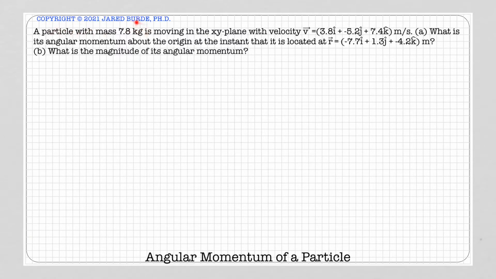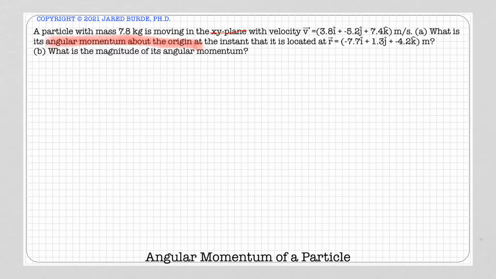Here we have a particle with a mass of 7.8 kilograms. It is not actually moving in the xy plane, but rather it's moving with some velocity with x and y and z components, so someplace in space, and it's at some location in space, and we want to find the angular momentum about the origin in this case.